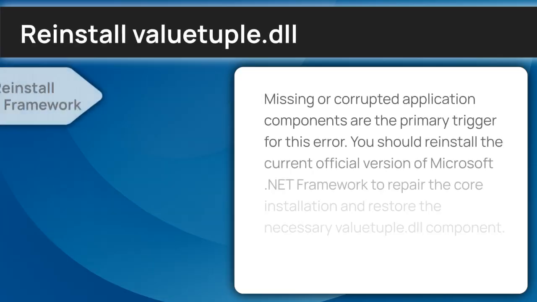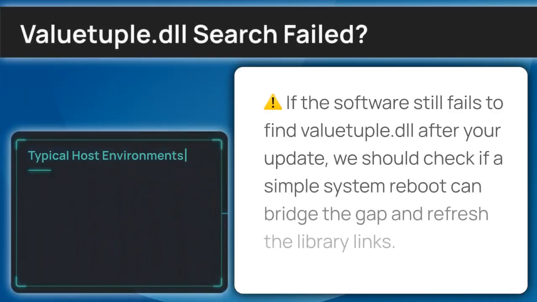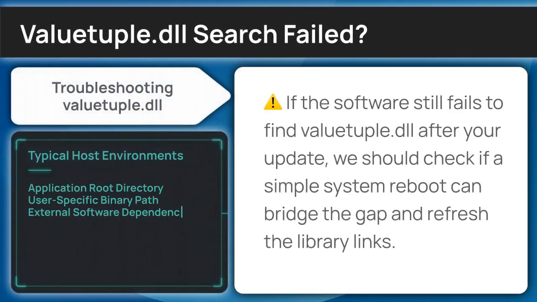Missing or corrupted application components are the primary trigger for this error. You should reinstall the current official version of Microsoft .NET Framework to repair the core installation and restore the necessary Valuetuple Library DLL component. If the error persists despite the new library files, we must verify if a simple synchronization conflict is preventing the file from loading.